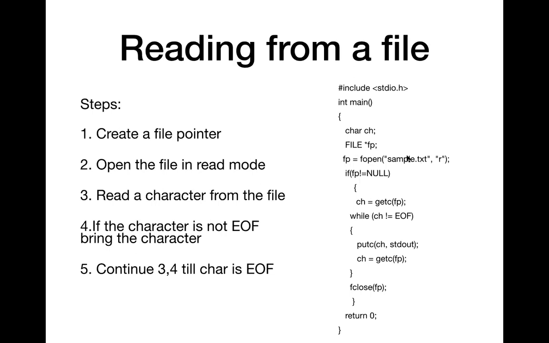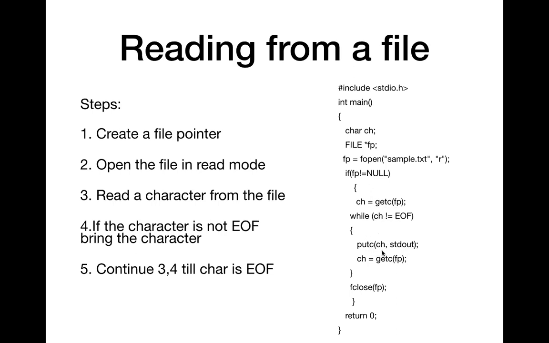So I can read from the file only if fp is not equal to NULL. So you're going to check whether fp is not equal to NULL. In that case, you get the next character from this fp, from the file, and store it in ch. Check whether ch is not equal to end of file. If it is not equal to end of file, put this character on your screen, in your output stream, stdout. Again, get the next character from the file, store it in ch, check whether ch is not equal to EOF.